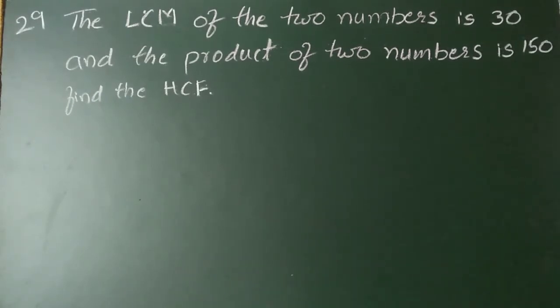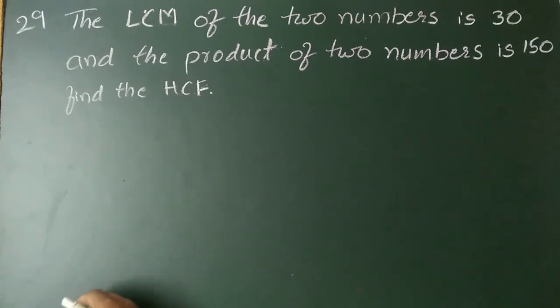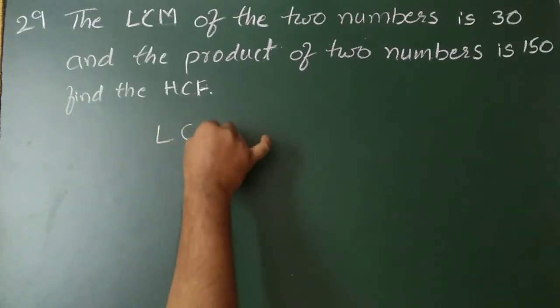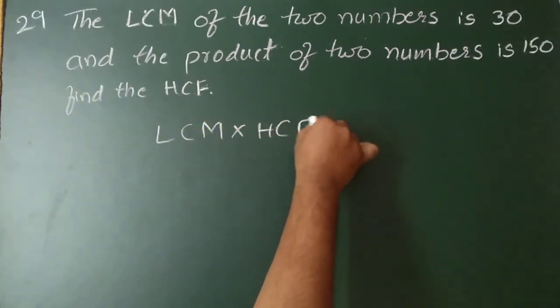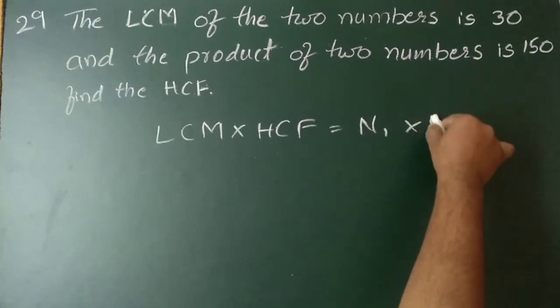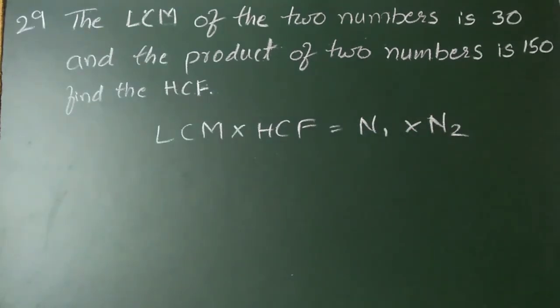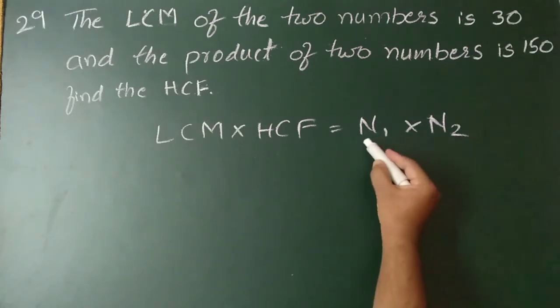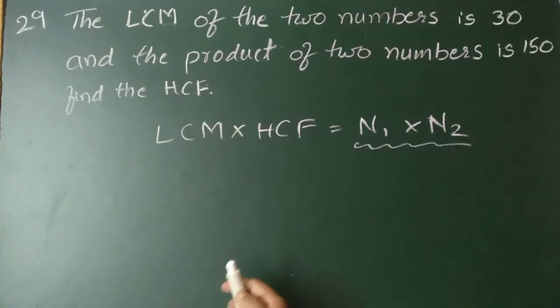The LCM of the two numbers is 30 and the product of the two numbers is 150. Find the HCF. Before going for this, if you know the relation between the HCF and LCM, then we can solve this very easily. The relation between the LCM and the HCF: LCM into HCF equals number 1 into number 2, the product of the two numbers.